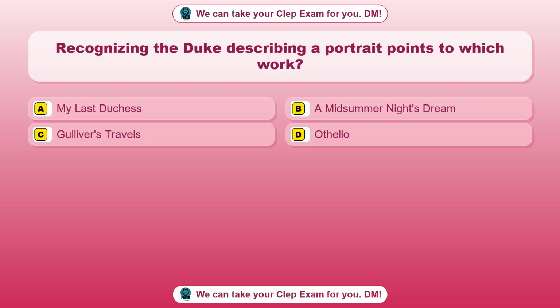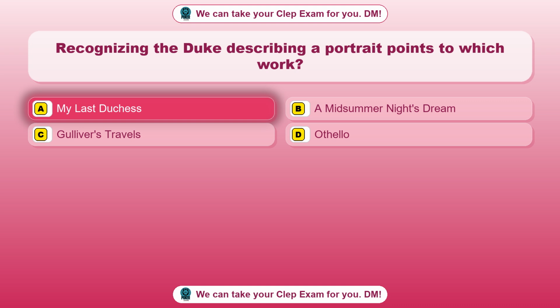Question 76. Recognizing the Duke describing a portrait points to which work? Option A, My Last Duchess. Option B, A Midsummer Night's Dream. Option C, Gulliver's Travels. Option D, Othello. The correct answer is option A, My Last Duchess.